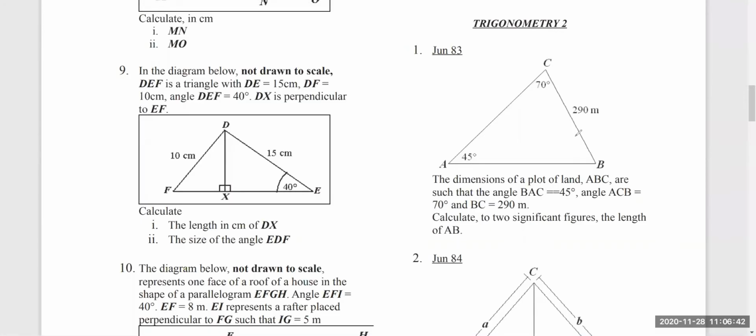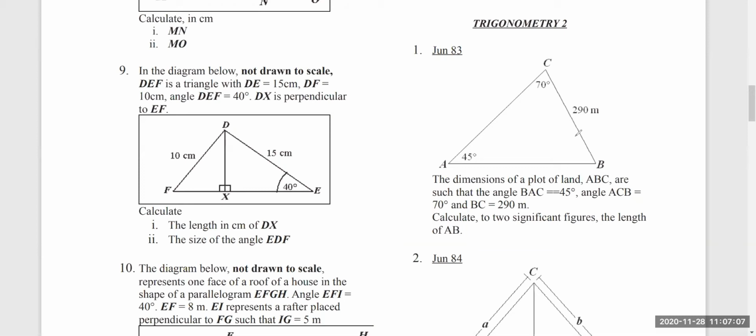So question 9 reads, let's read through the question. In the diagram below, not drawn to scale, meaning that the lengths are not actually the lengths that are given. DEF is a triangle with DE being equal to 15 centimeters. DF is equal to 10 centimeters. And angle DEF is equal to 40 degrees.